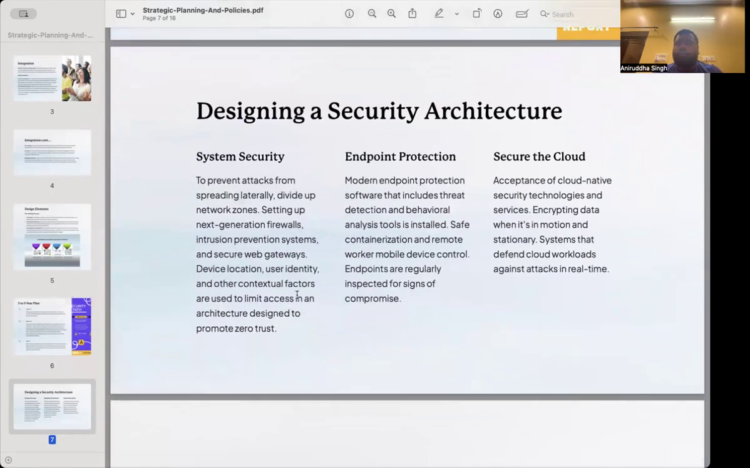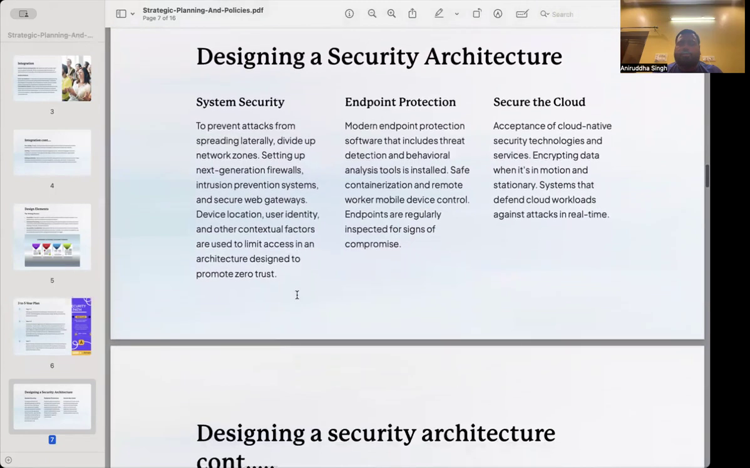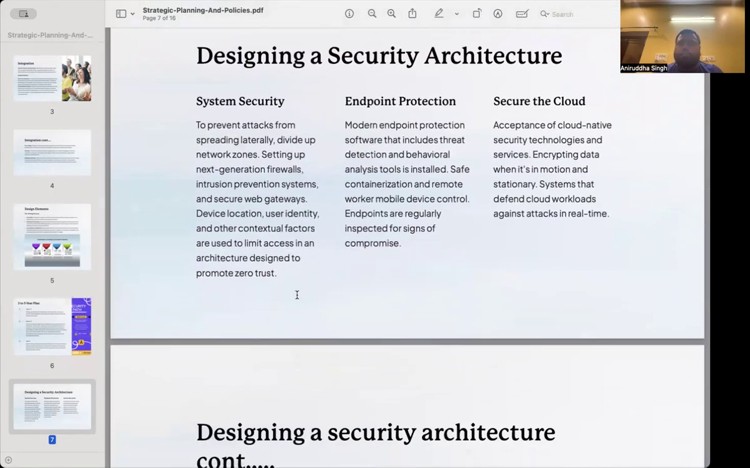It also helps us put a design for security architecture in place. That includes system security. System security helps to prevent attacks from spreading laterally. We can do that by dividing up our network into different zones. We can set up next generation firewalls, intrusion prevention systems, and secure web gateways. Device location, user identity, and other contextual factors are used to limit access in architectural design to promote zero trust. Finally, we also need to put in place endpoint protection for modern software. We need to install behavioral analysis tools. Safe containerization and remote work on mobile device control also need to be there.